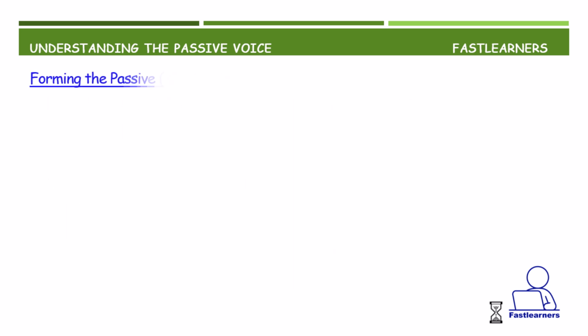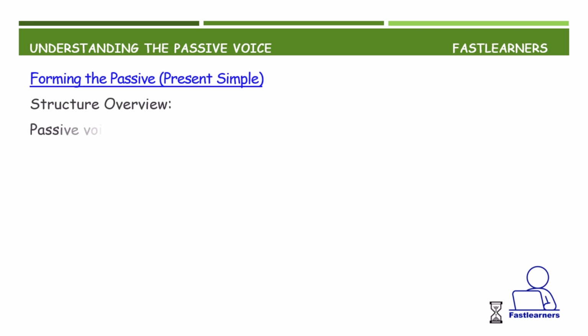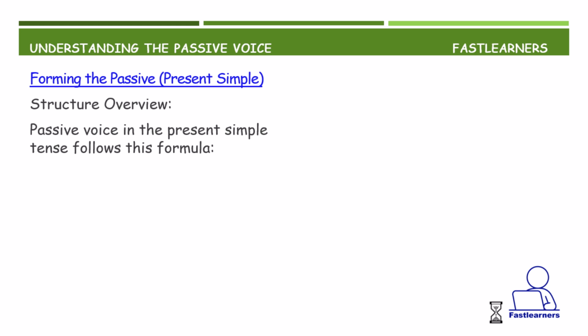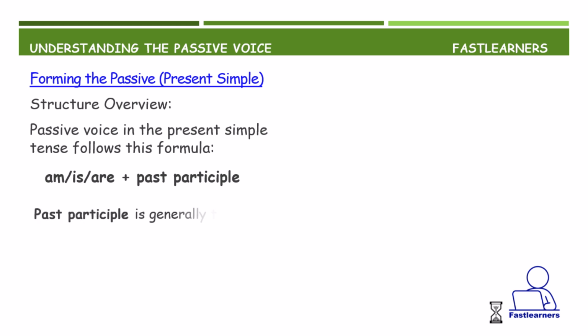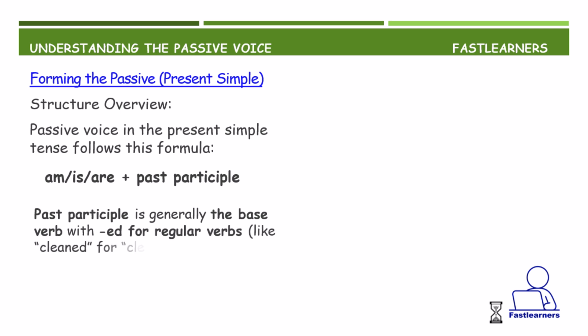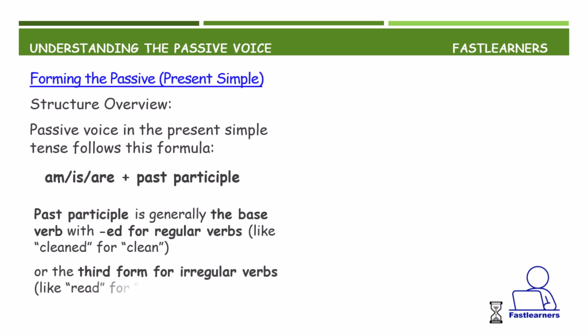Forming the passive, present simple. Structure overview. Passive voice in the present simple tense follows this formula: am, is, or are, plus the past participle of the main verb. The past participle is generally the base verb with -ed for regular verbs, like cleaned for clean, or the third form for irregular verbs, like read for read.